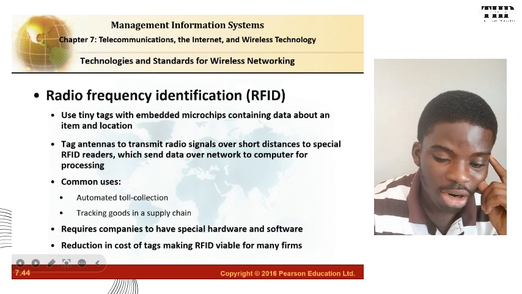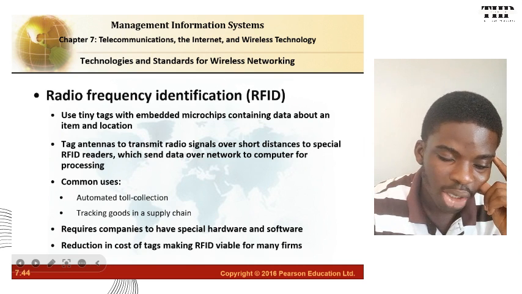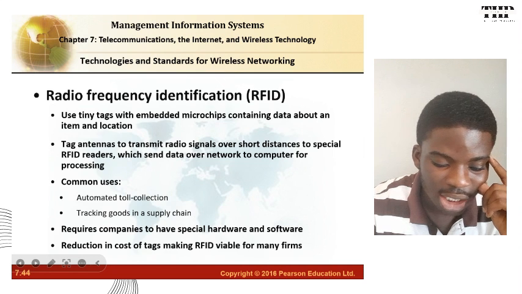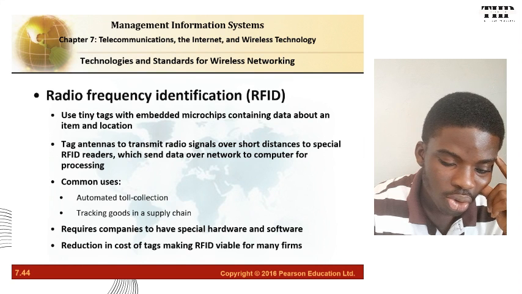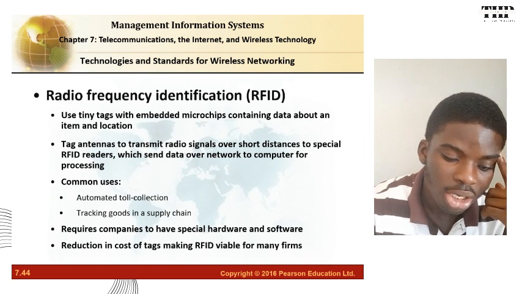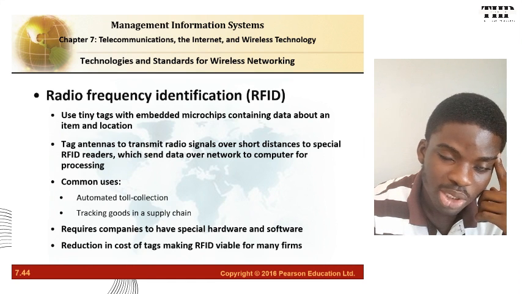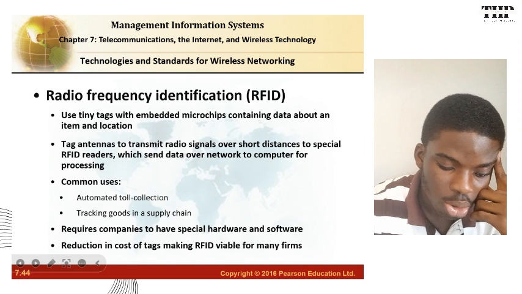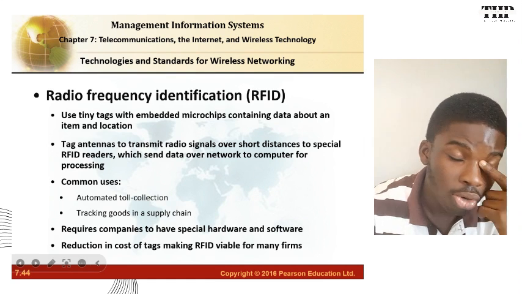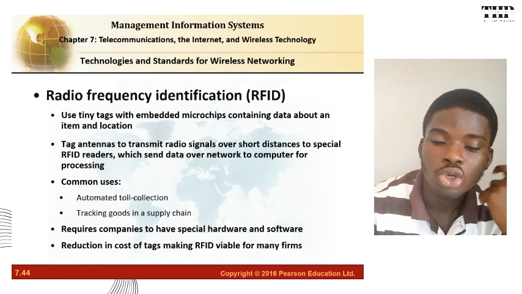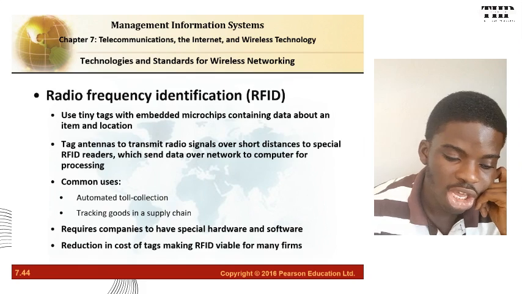Now, what's the RFID card? There are tiny tags which are embedded with microchips, and they contain data about an item and location. The tags have antennas to transmit radio signals over short distances to special RFID readers, and those readers send data over the network to the computer for processing, right? They require companies to have special hardware and software. With the reduction in the cost of tags, now the cost of RFID has reduced. So now many firms can afford it. It's a viable option for them.